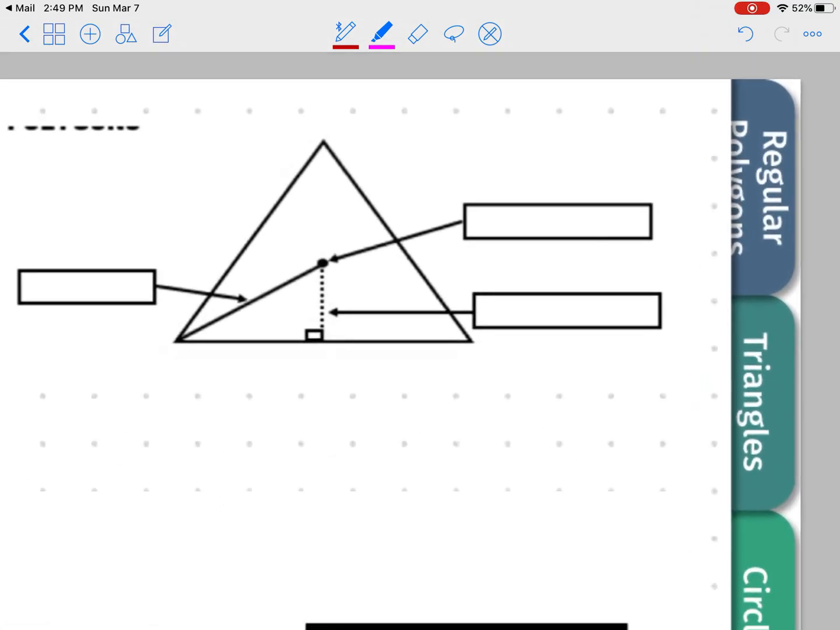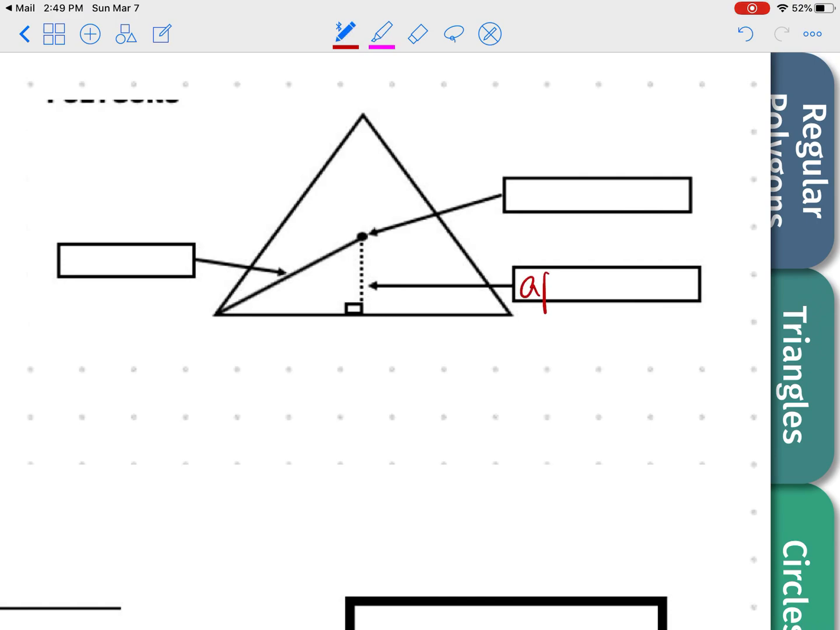The apothem is this line right here, starting at the center and going down to bisect that side. And that apothem is also perpendicular, which creates a right triangle inside the figure. And so we're going to use those right triangles to our advantage today to help us find the area and perimeter. The other line that it's pointing to here is called the radius.